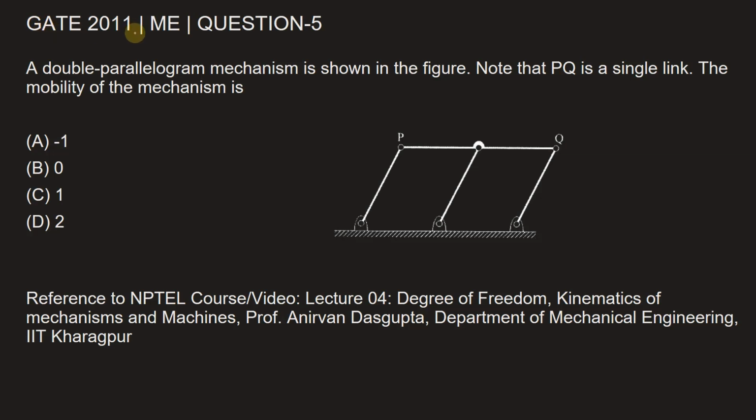This question is from GATE 2011 Mechanical Engineering paper, question number 5. A double parallelogram mechanism is shown in the figure. Note that PQ is a single link. The mobility of the mechanism is. Let's see how this question will be solved.